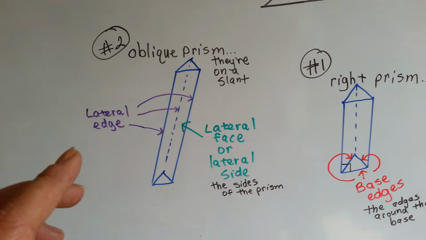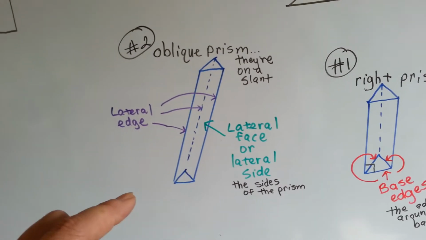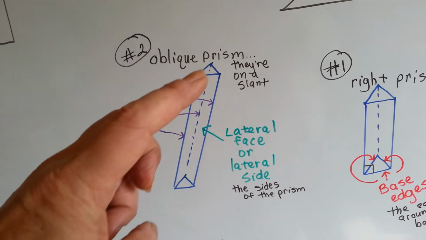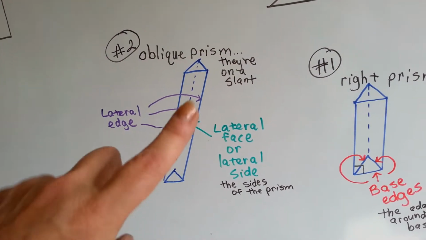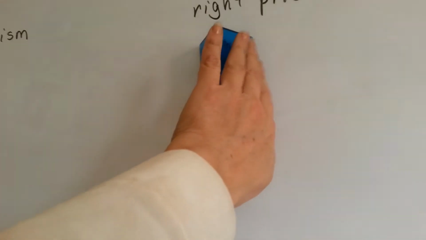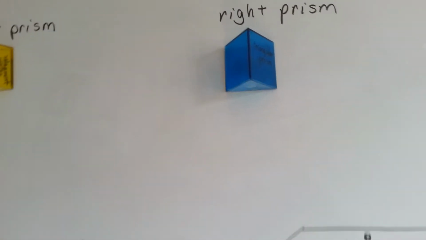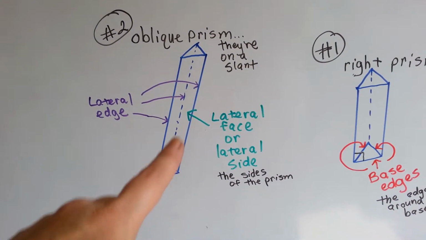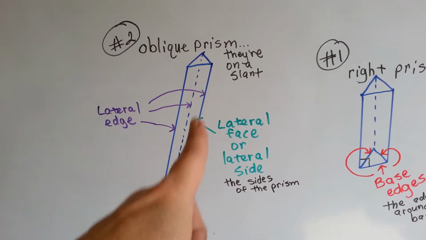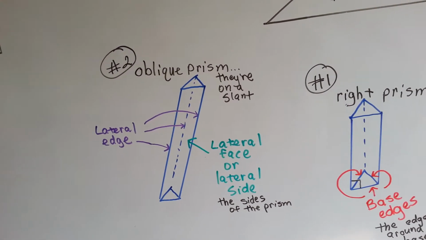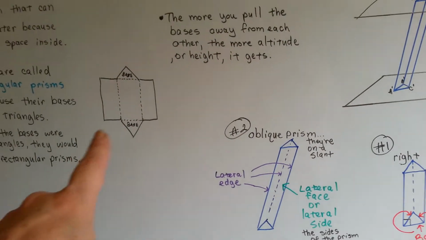Now in the oblique prism, the one that's slanty, all right, each one of these long edges is a lateral edge. Each front piece here, like here or here, that's called a lateral face or a lateral side. They are the actual sides of the prism. They meet at the lateral edges. See that? That's what it looks like opened up.